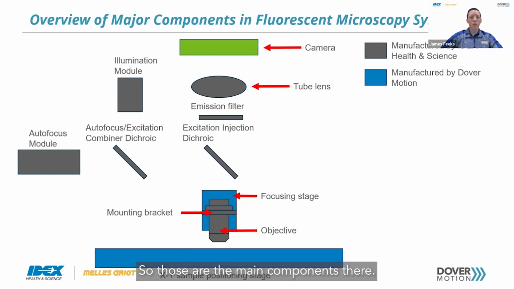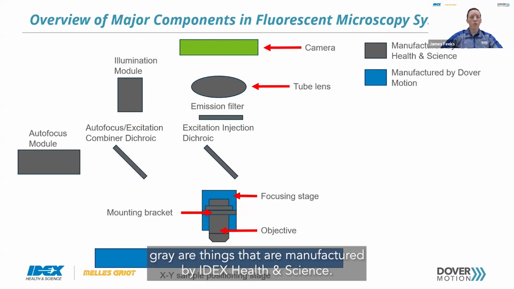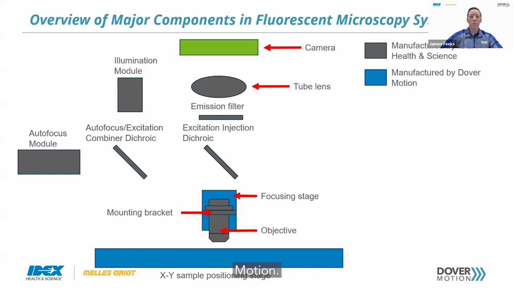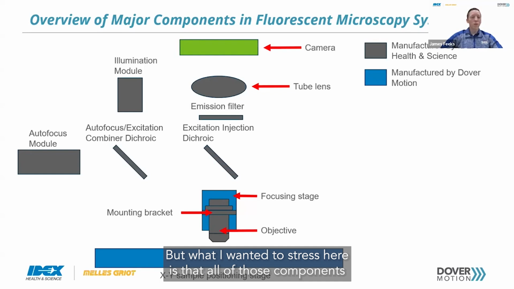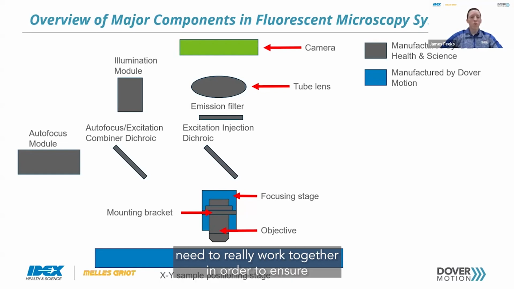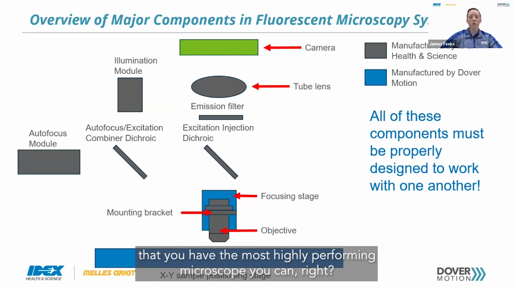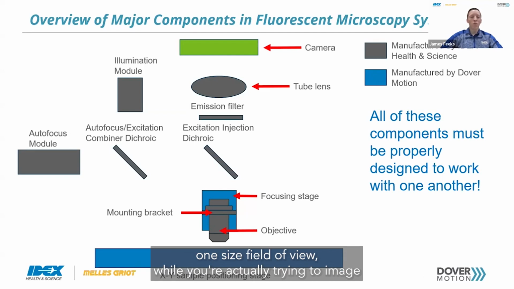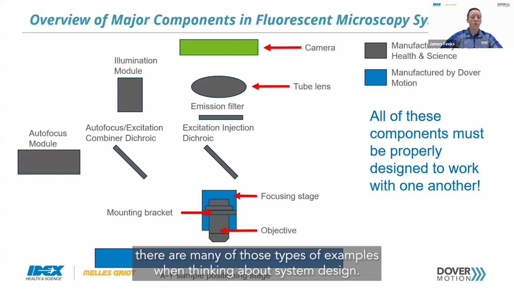Those are the main components there, and you can see that all those components in gray are manufactured by IDEX Health and Science, and the components in blue are manufactured by Dover Motion. But what I wanted to stress here is that all of those components need to really work together in order to ensure that you have the most highly performing microscope you can. You don't want your illumination module to be illuminating one size field of view while you're actually trying to image something much larger or much smaller, as an example. And there are many of those types of examples when thinking about system design.